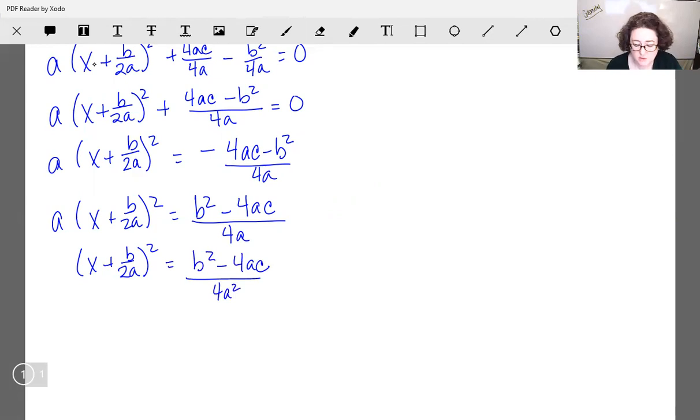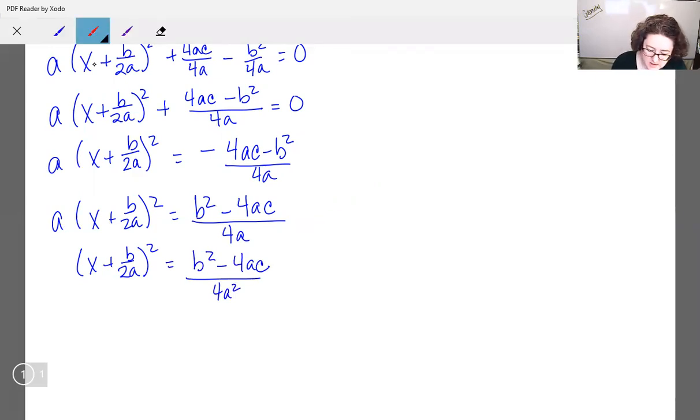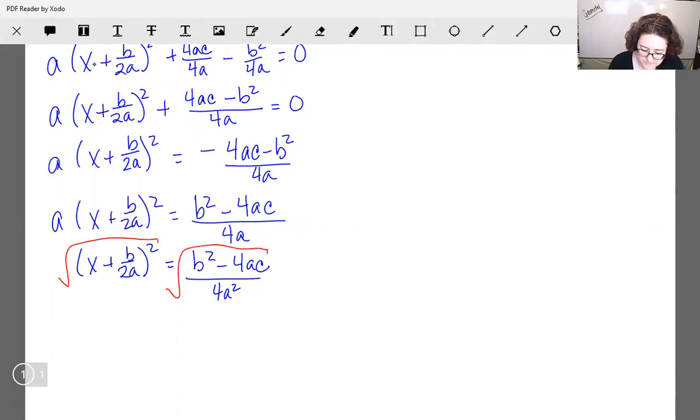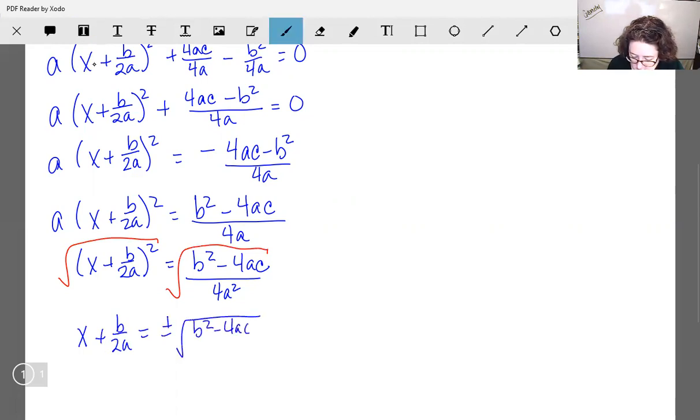Okay, I've got to get the squared away, so I'm going to take the square root of both sides. Here we go, no more squared on the left. When I take the square root, how many answers do I have? So plus or minus the square root of b squared minus 4ac all over 4a squared, all under that square root. But wait a second. 4a squared, 4 is a perfect square. A squared is a perfect square.